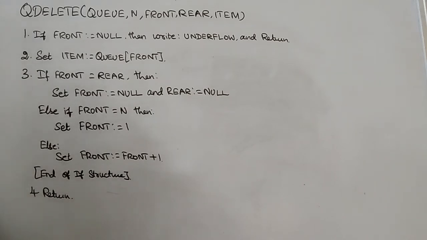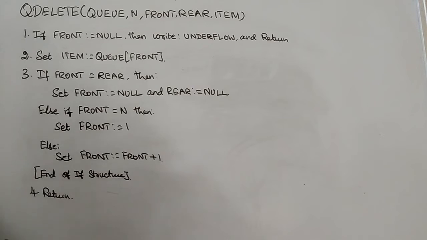Hi to everyone. In this video, I'm just going to discuss how to delete an element from the queue. While inserting an element into the queue, at first we check whether the queue is already filled or not. But while doing the deletion operation, we should check whether the queue is empty or not, because we are not supposed to do the deletion operation when the queue is empty.